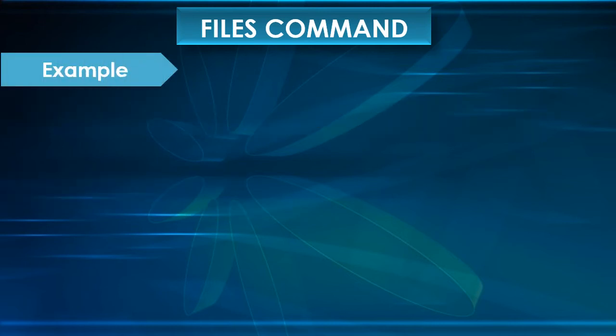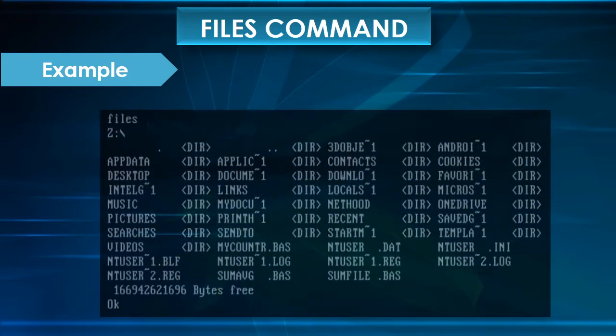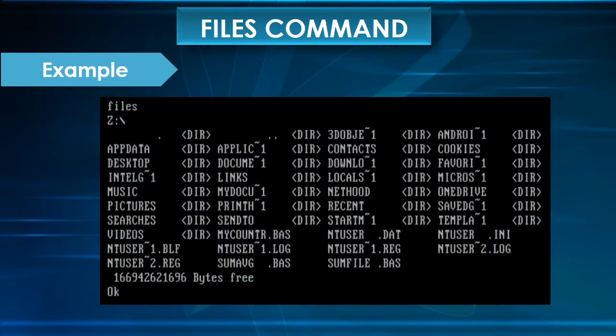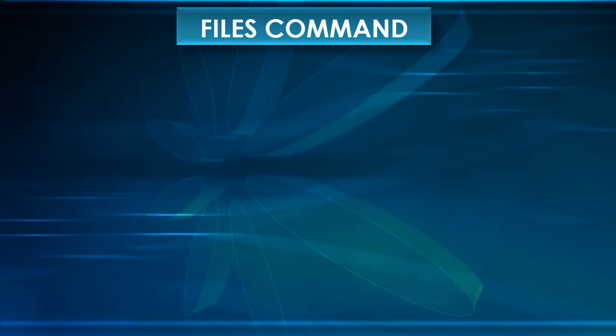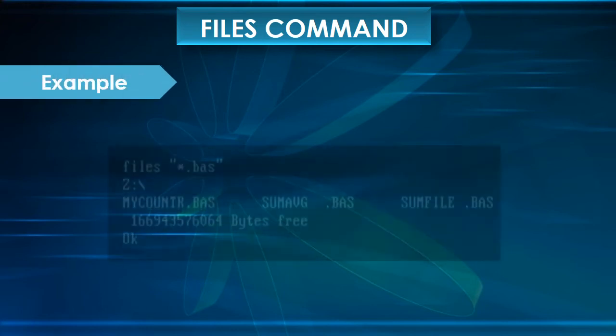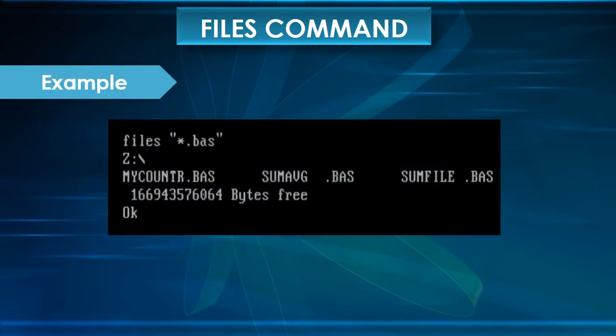Here is an example of files command. I have typed files and it has shown me all the files and directories from the current working drive C. If you want to see some specified files, then you can type as files *.bas. It will show me all the files with extension .bas.